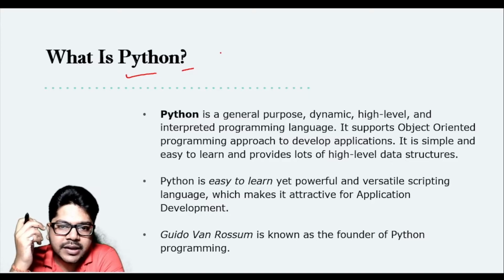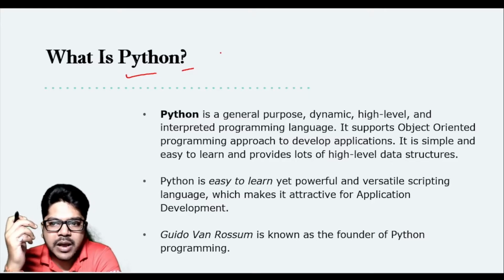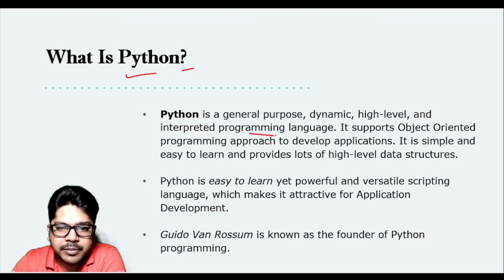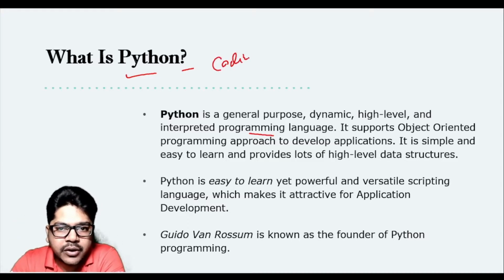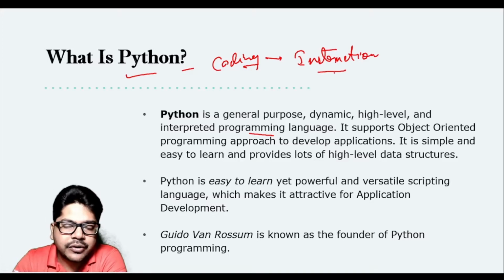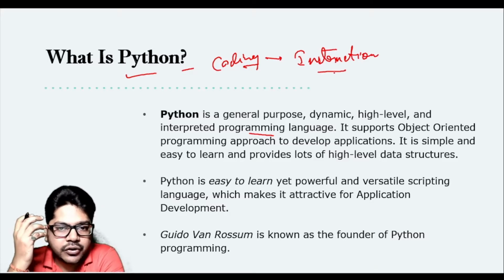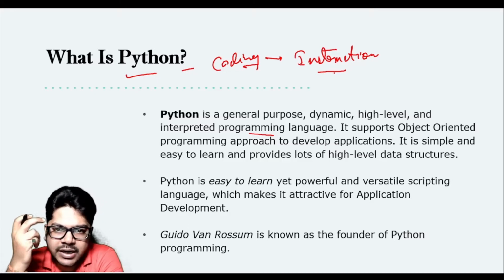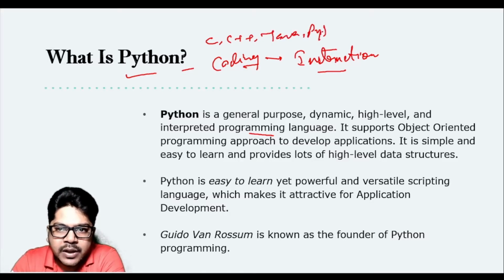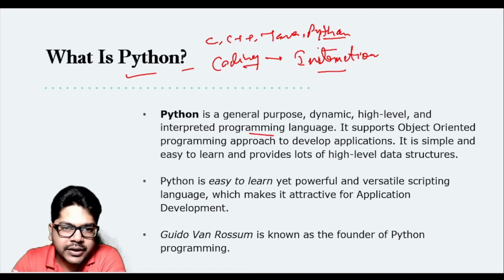But as far as Python is concerned, Python is a general purpose, dynamic, high level interpreted programming language. Coding is all about giving instruction to the computer, right? And when we are giving instruction to the computer, we need to use a particular language because the computer does not understand our language. So we need to use some language which the computer understands, and for that we use programming languages. There are different examples of programming languages we discussed in the last class, like C, C++, Java, Python, and many more. We are focusing on Python in this particular tutorial.